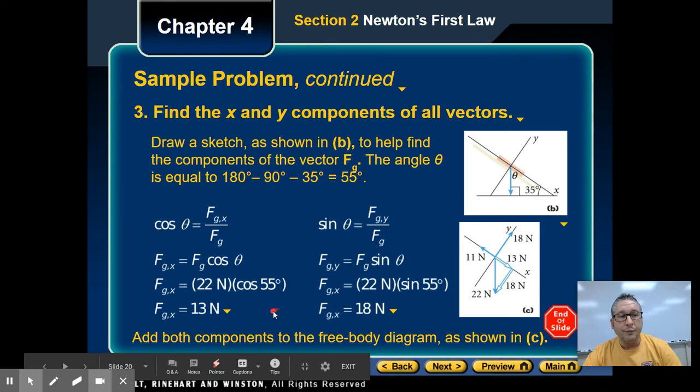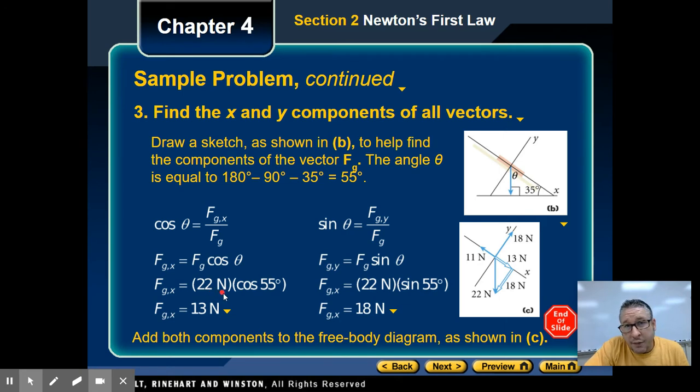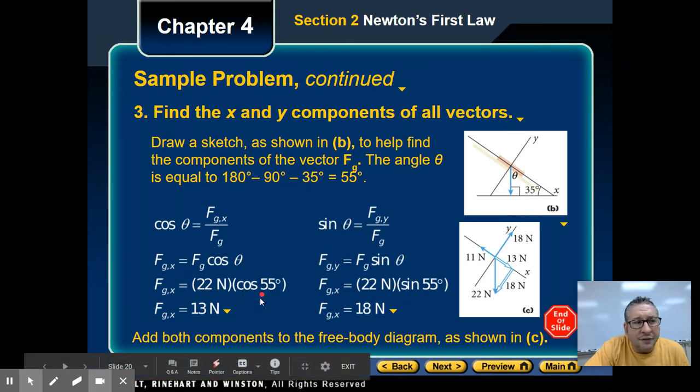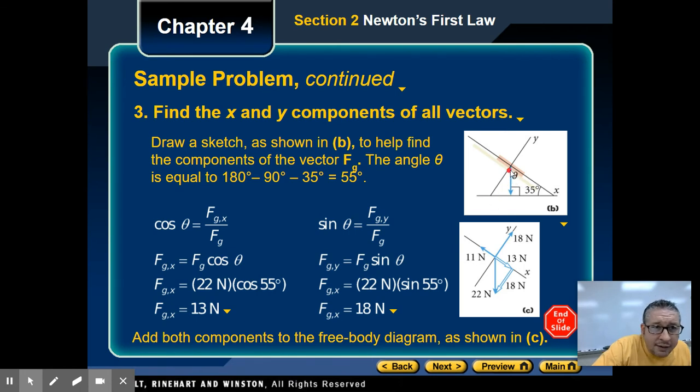So you're going to take the force of gravity on the book, which is 22 newtons, multiply by the cosine of 55, and we get a vector value of 13 newtons in the horizontal direction to the right. Do the sine over here for the y, we get 18 newtons. So that means there are 18 newtons acting in the vertical direction, downward, and there are 13 newtons acting toward the right.